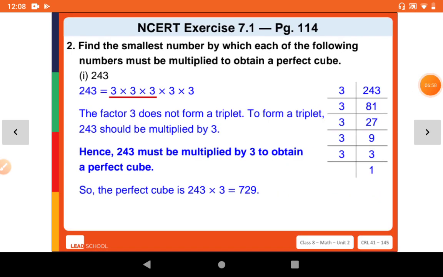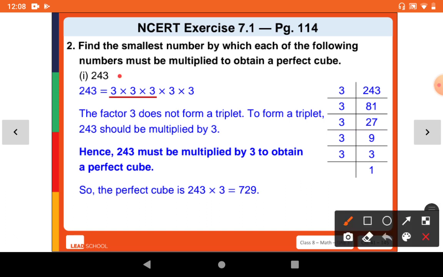Here is exercise 7.1 question number 2, which is based on the same topic. Find the smallest number by which each of the numbers must be multiplied to obtain a perfect cube. That means 243 perfect cube नहीं है, हमने इसके साथ एक नंबर मल्टीप्लाई करना है ताकि ये perfect cube बन जाए. So first of all what is required to find out the prime factorization of given number?